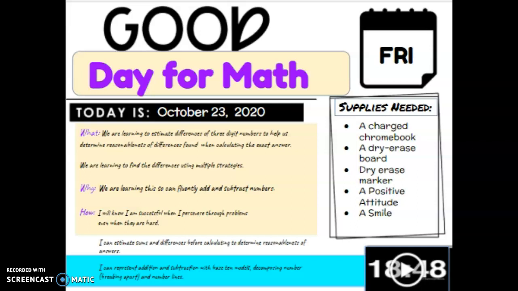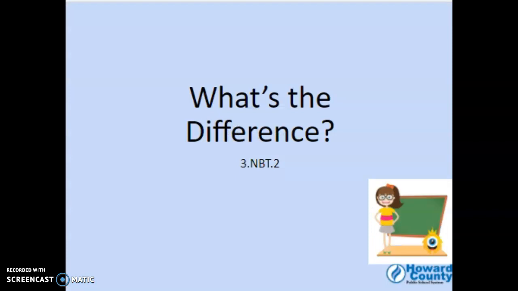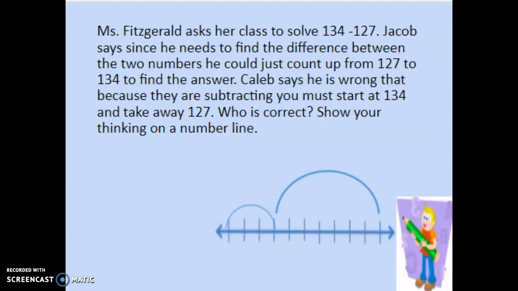Our problems today, we're going to be thinking about what's the difference. Our first problem says Mrs. Fitzgerald asked her class to solve 134 take away 127. Jacob says since he needs to find the difference between the two numbers, he could just count up from 127 to 134 to find the answer. Caleb says he is wrong, that because we are subtracting, you must start at 134 and take away 127. I want you to think about who is correct. Show your thinking on a number line.